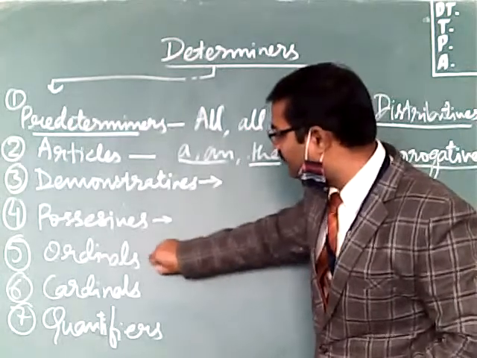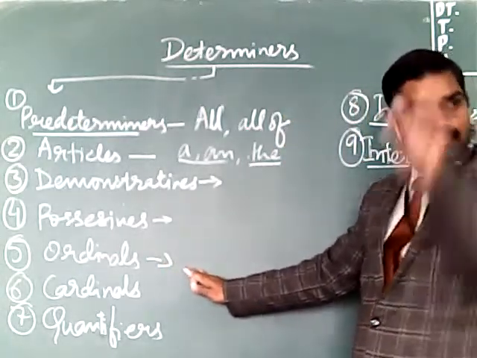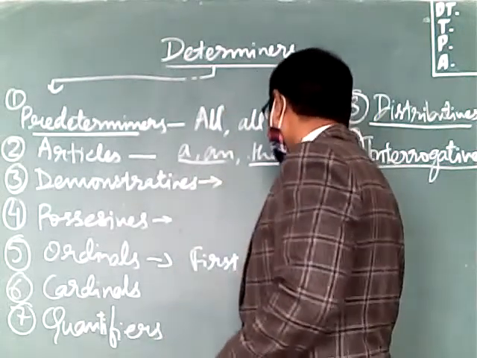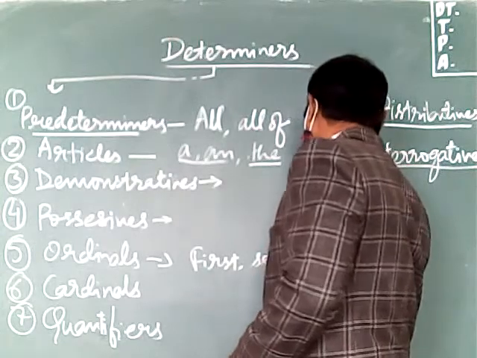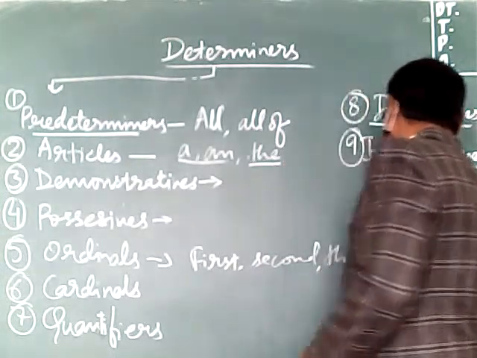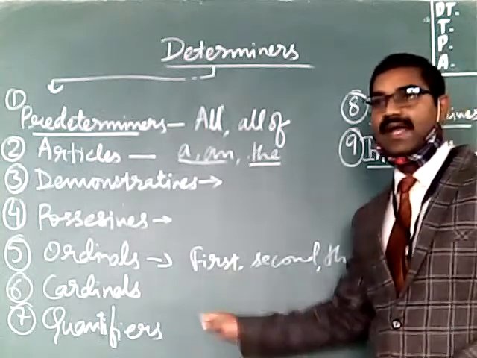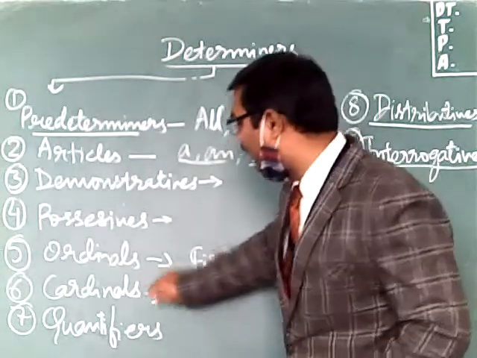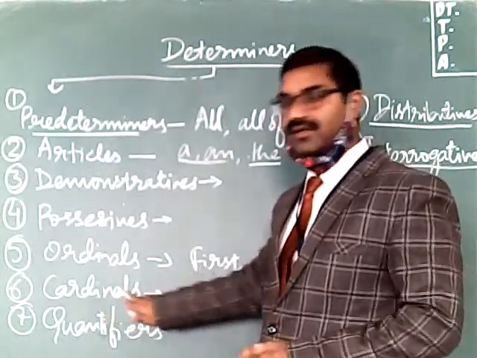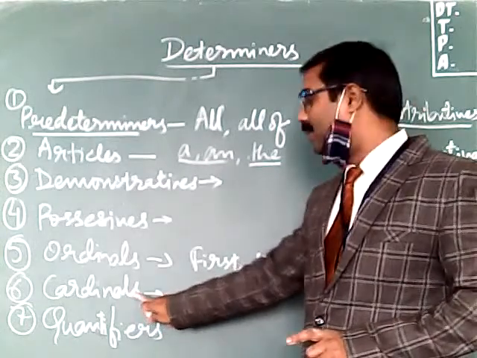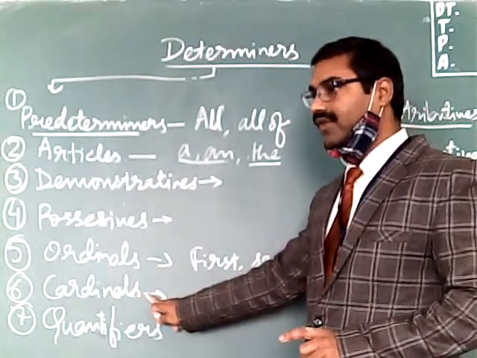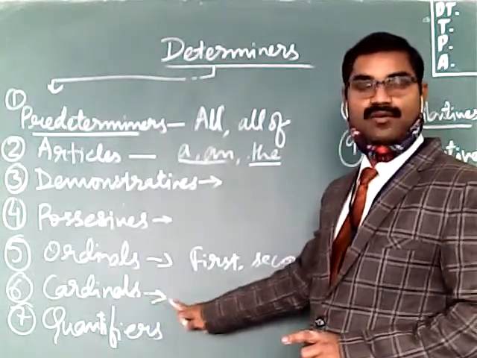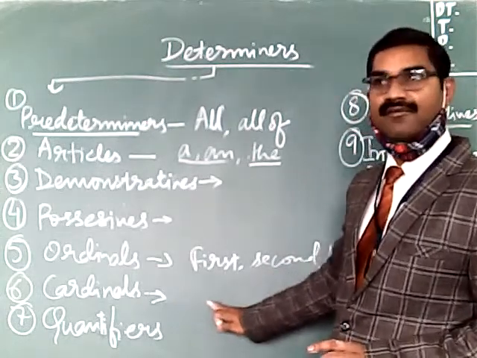Next is ordinals, when we show order: first, second, third, fourth, fifth, 10th, 100th, 1000th, like that. Next is cardinals. You better write down numbers in brackets before cardinals, because when you show cardinals, you show numbers: 1, 2, 3, 4, 5, like that.